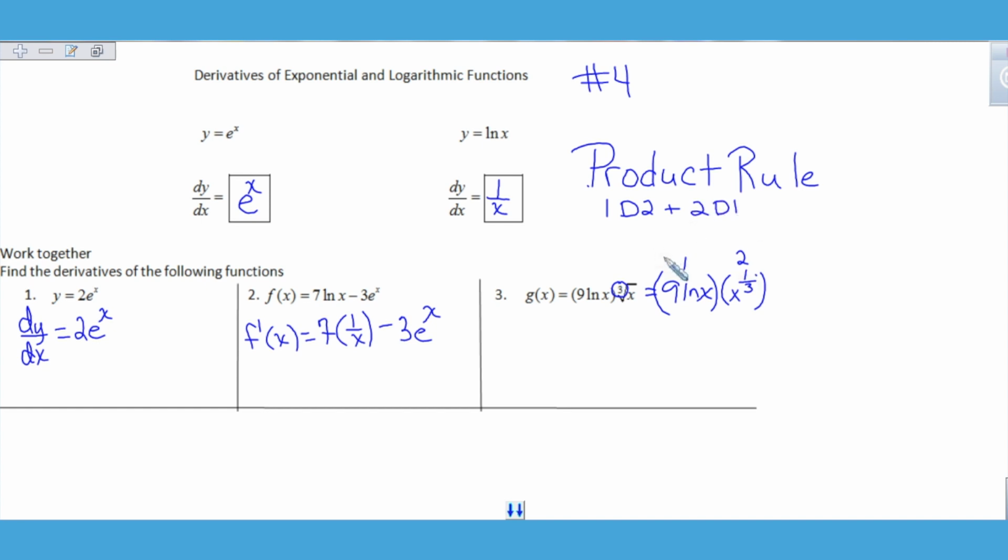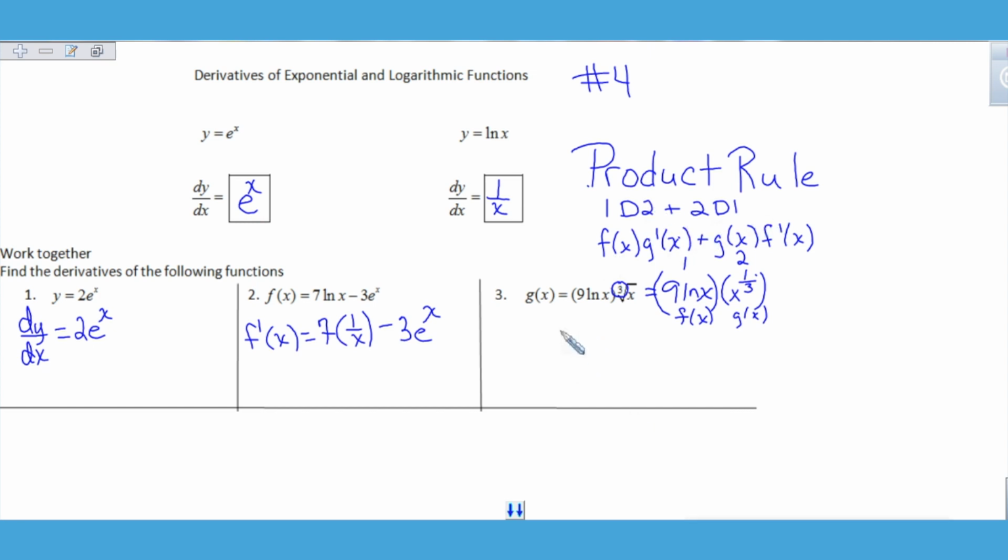2d1. Or, if you want to get real formal, because I know a lot of you like to have the symbols, and that's okay, if we're going to call this f of x and call this g of x, then our derivative is 1d2 plus 2d1. Okay? And that is the product rule.